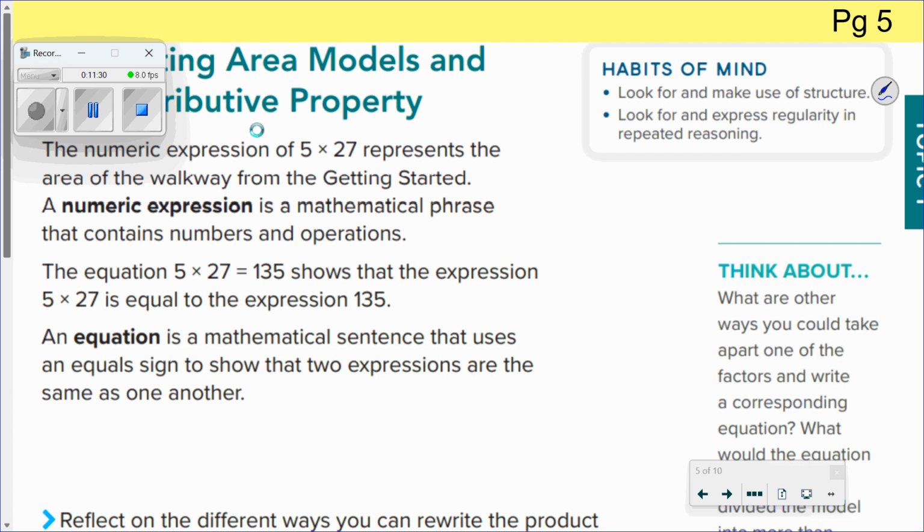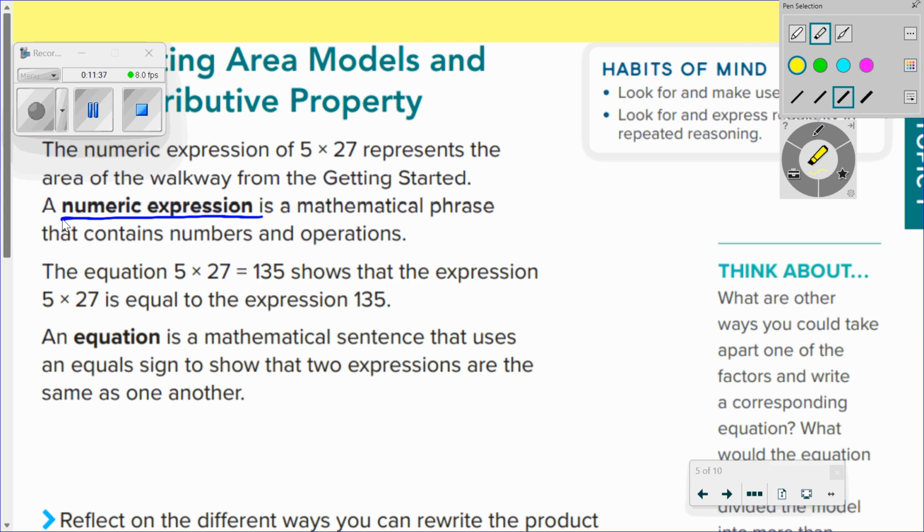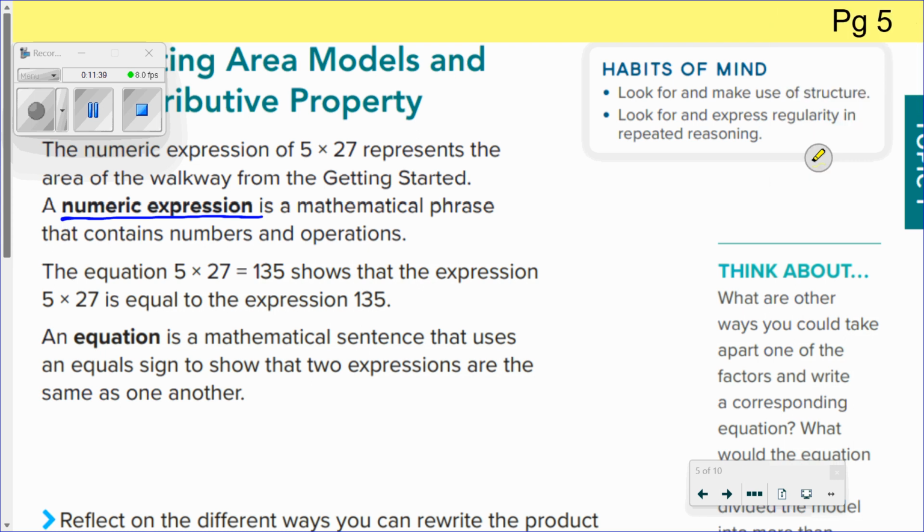So here's our first definition, a numeric expression. And here's what you need to highlight. A numeric expression is a mathematical phrase that contains numbers and operations. So there's 2 key pieces to an expression. It has to have numbers, and it has to be some type of operation. Add, subtract, multiply, divide. We're doing something to it. Okay? If I have all those components, mathematically we call that a numeric expression.